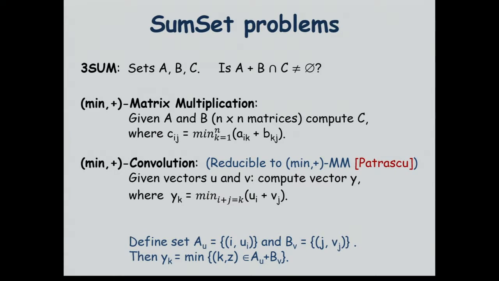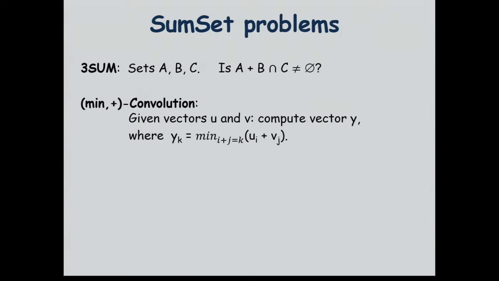and then you can notice that your y_k, which you're trying to compute up here, is actually a minimum over pairs (k, z), where you fix the k and you're looking at a minimum z, where it belongs to A_u plus B_v. Okay, so the k is what sums up to i plus j, and then you get a minimum on the z. So it's also a SumSet problem.